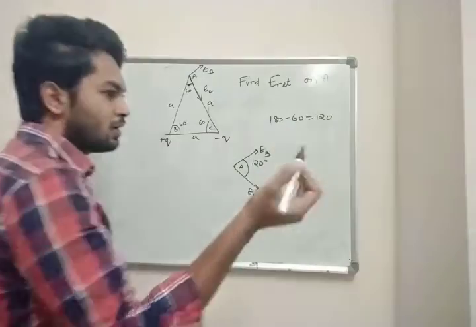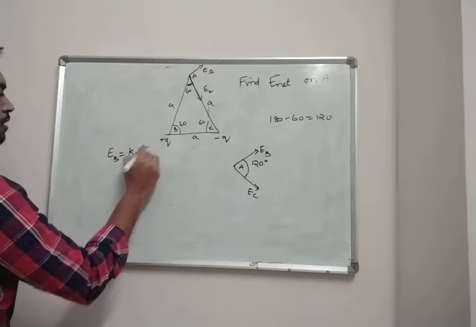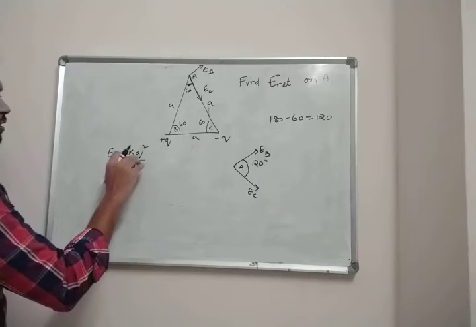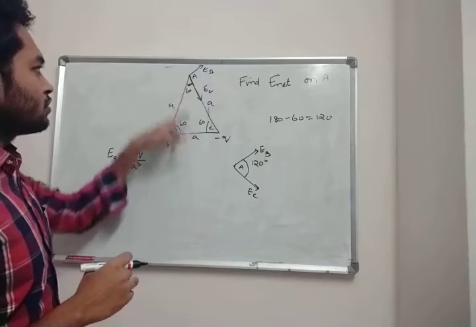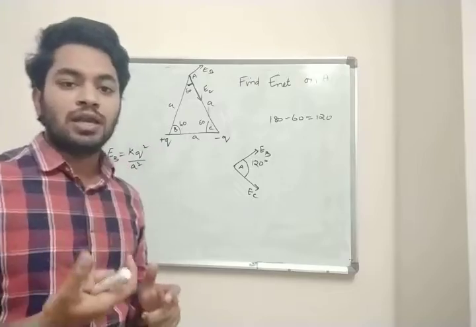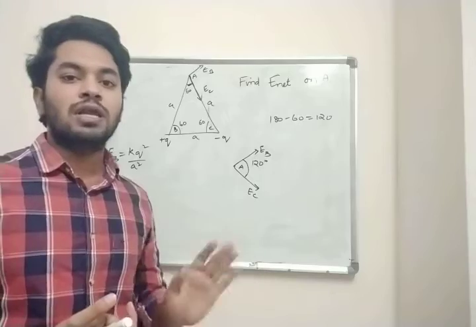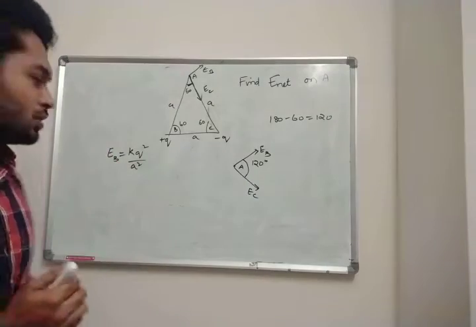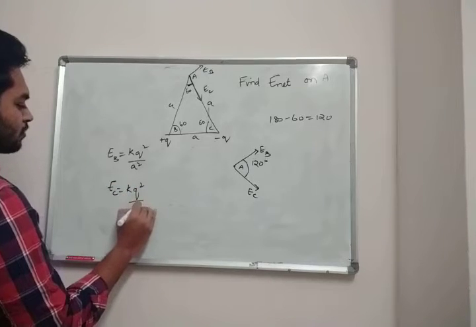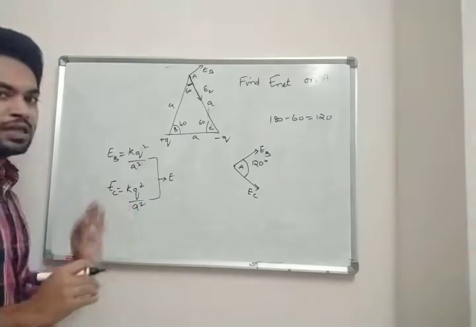So let us find the electric field at B. Electric field you already know, KQ by A square. Here all are Q's, so this is also Q, this is also Q, this is also Q. As I have told, only in vector form do you take positive or negative, but in general form you do not take positive or negative for the solution. So this is EB, and EC is again KQ by A square. Clear? Both of them you can consider as E. Both are the same.